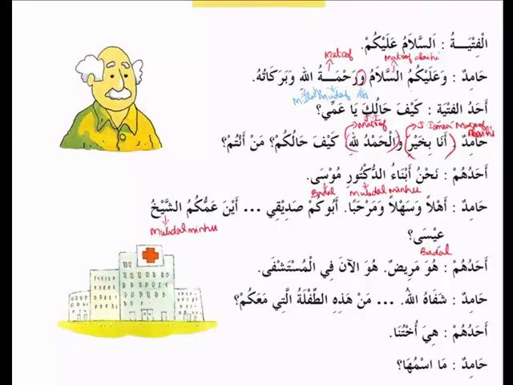Right. Ahaduhum, one of them said, huwa maridun, he is sick. Huwa al-ana fil mustashfa. He is now in the hospital. Al-ana means what? Now. Huwa is mubtada. Okay. What is the khabar? Maridun is the khabar. Huwa, again, this is a separate jumla ismiya.